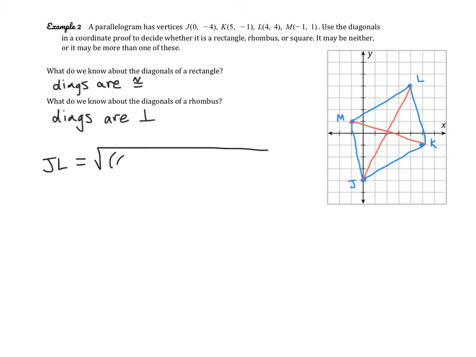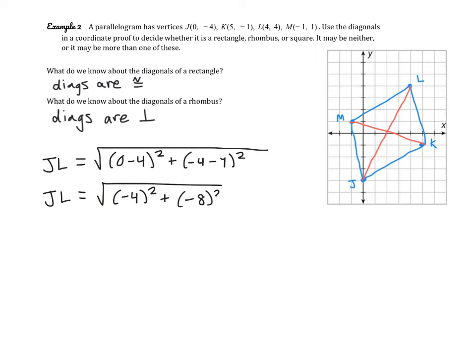So I'll do the distance formula again. So we can do 0 minus 4 squared plus -4 minus 4 squared. Here, it'll be -4 squared plus -8 squared. So JL will be the square root of 80.